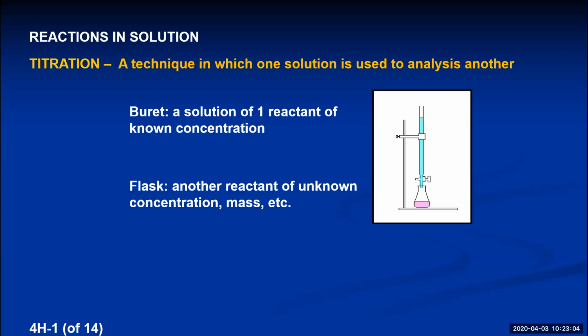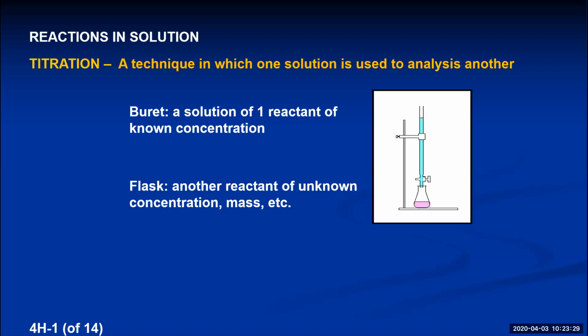By opening the little stopcock valve on the burette, which is located right here, we can drip drops of the cyan solution into the purple solution to allow the two to react with each other. We can then determine, by techniques we'll see in a few moments, the concentration or the mass of something in that unknown solution. A most common type of titration is an acid-base titration.